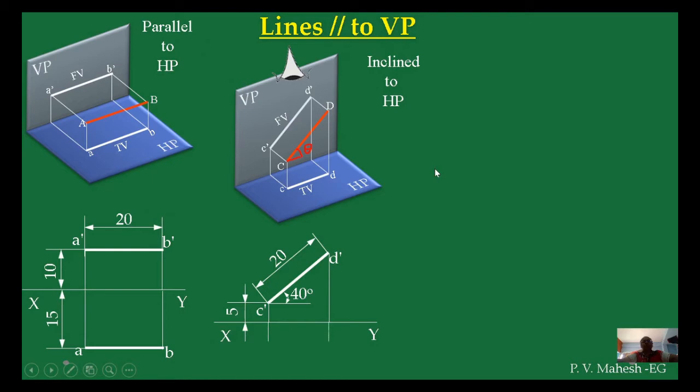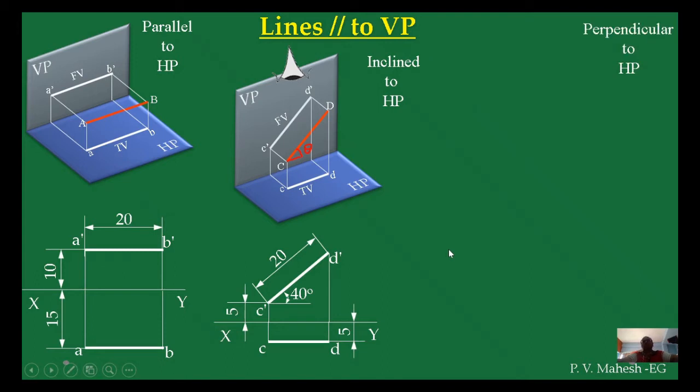So here I am taking that distance as 5 mm, and when this distance is known, since this distance and this distance are equal, since the line is parallel to VP, this distance of C and distance of D from VP is equal. So that's why I will get a horizontal line here in top view. The top view is a horizontal line but of reduced length when the line is inclined to HP and parallel to VP.